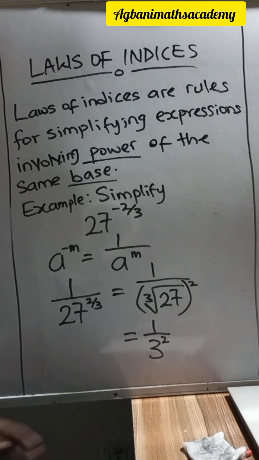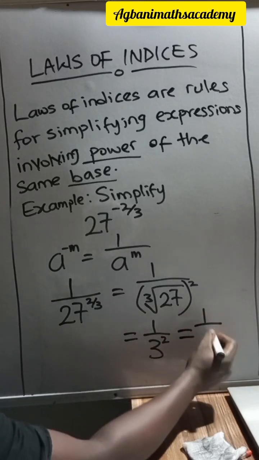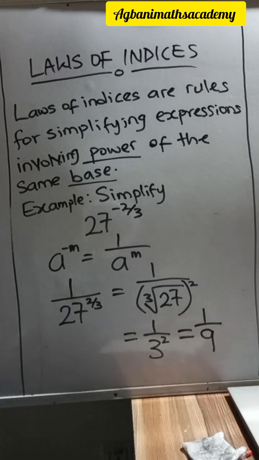So this is going to be 1 all over 3 to the power of 2, because the cube root of 27 is equal to 3. The next thing is to find 3 squared, which is 3 multiplied by 3, giving us 9. So our final answer to this question is 1 all over 9. In this question, we applied 2 laws of indices. Let's look at another question.